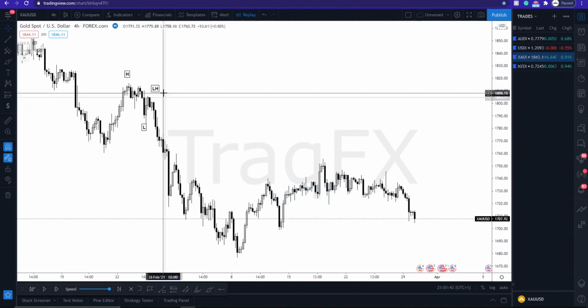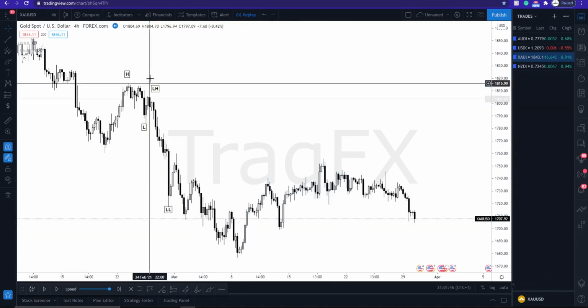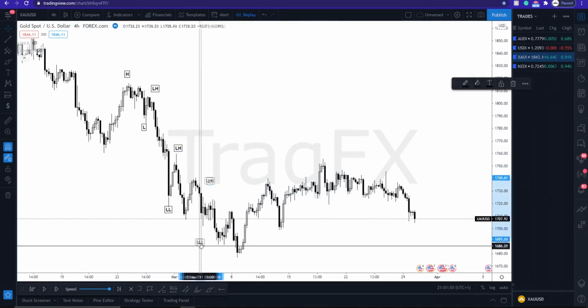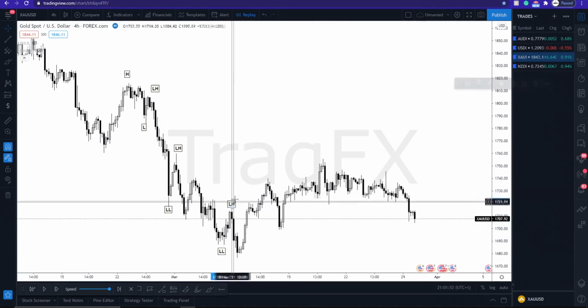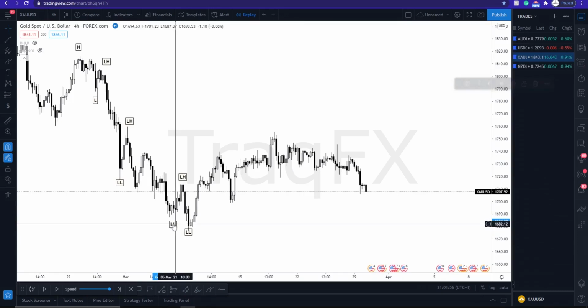Oh, I hate doing this. It takes so long, but yeah, lower high, lower low, right, and then we have a lower high right here, and then a lower low right here, I guess, lower high, and then lower low. So we have these lower highs and lower lows in the market.